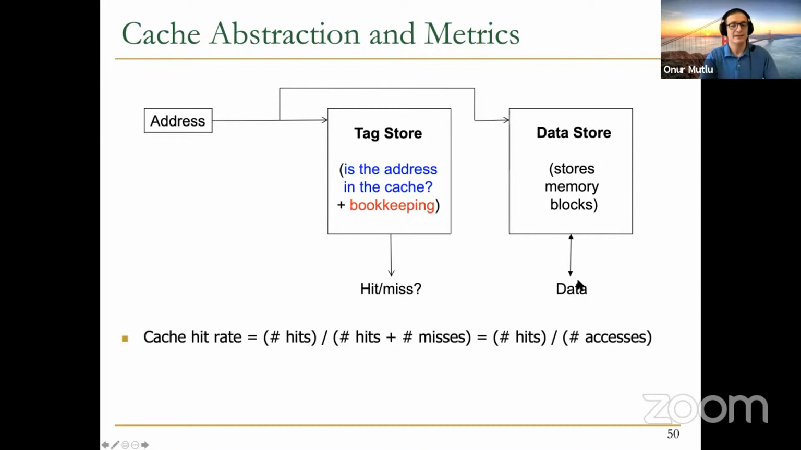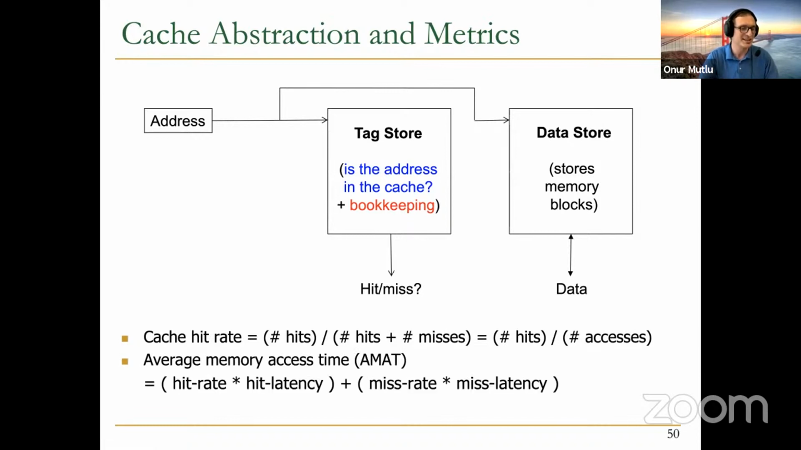Okay, and we discussed you can calculate the cache hit rate. It's really number of hits divided by number of accesses to this level. And average memory access time, we kind of calculated earlier. It's the hit rate times hit latency plus miss rate times miss latency. So these are some metrics that you may be interested in that we may cover at some point.